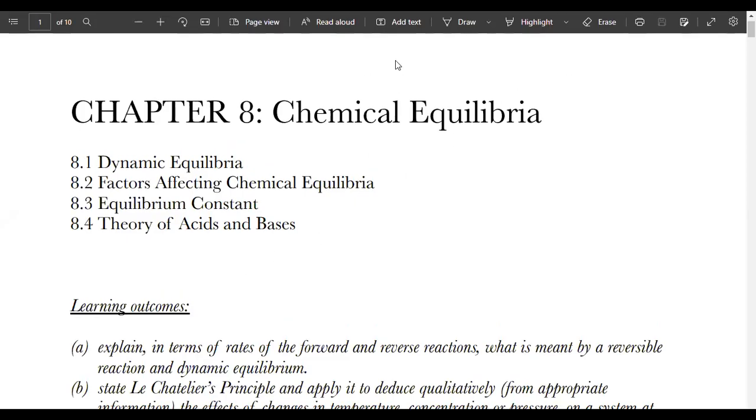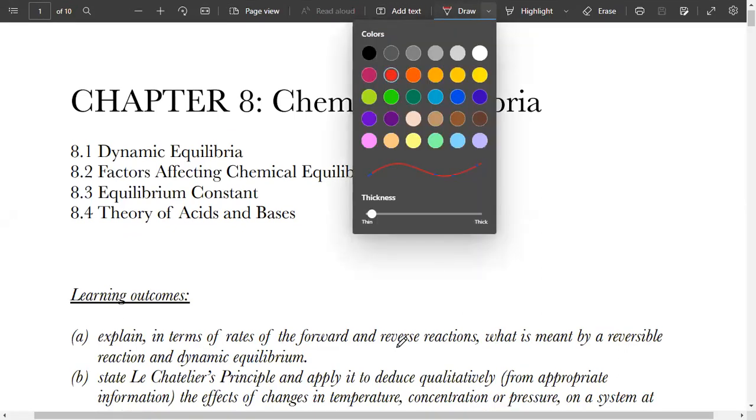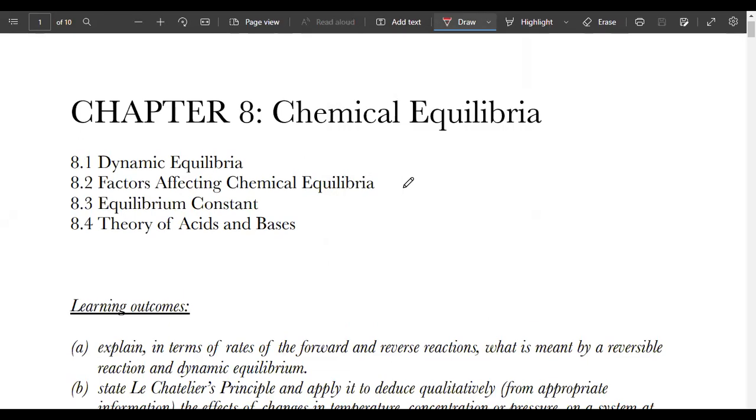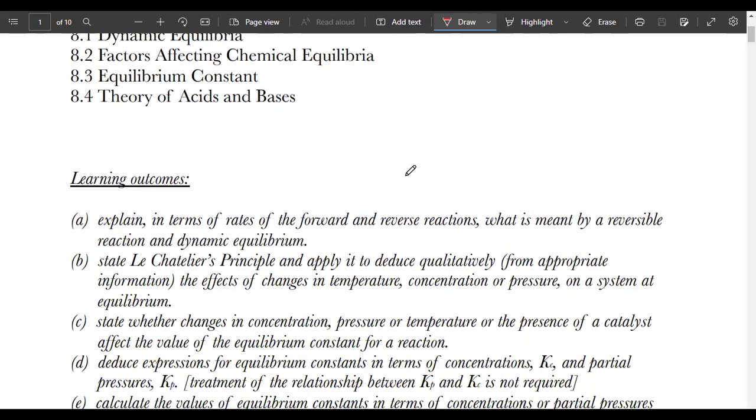अच्छा, तो starting off with the chapter number 8, equilibrium. We'll go through the Le Chatelier's principle and factors affecting the chemical equilibrium and what is dynamic equilibrium. And then we'll be moving on to two constants, which is pressure constant and equilibrium constant. आपके पास दो होते हैं, Kp and Kc. And then at last we have the Bronsted-Lowry theory of acids and bases.